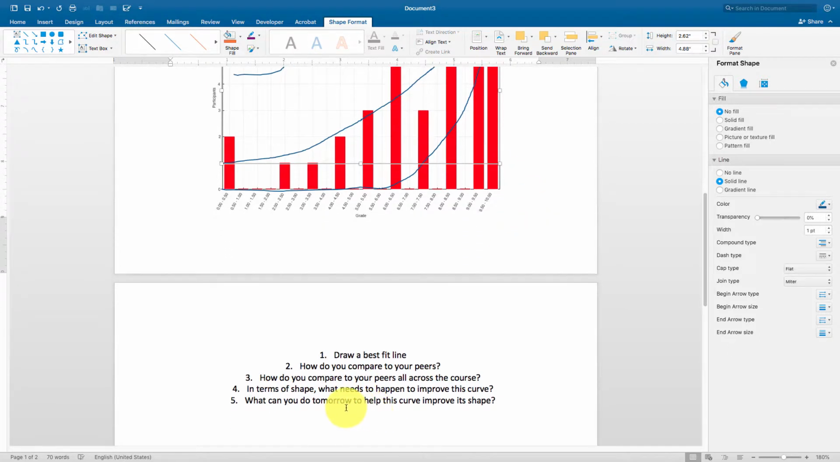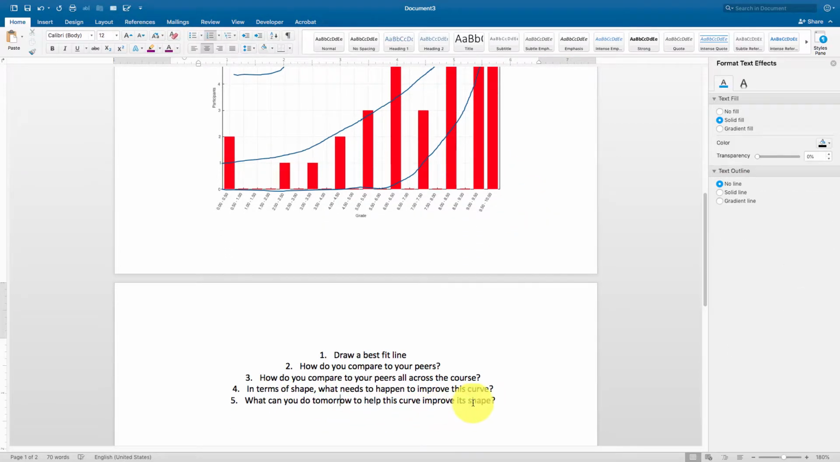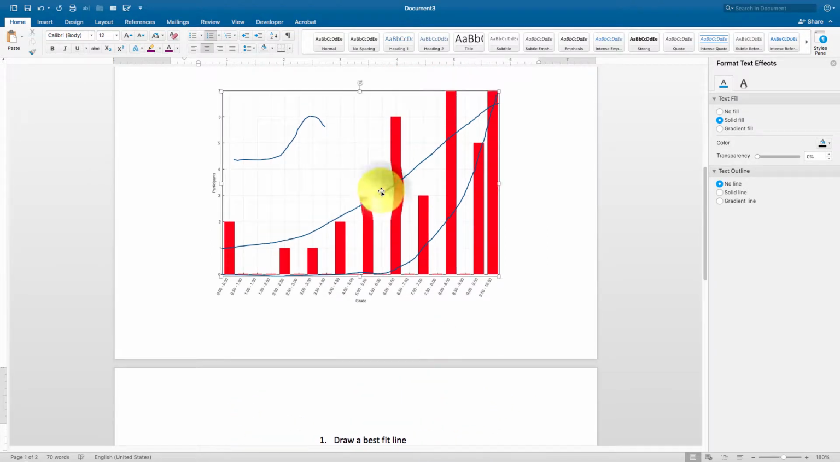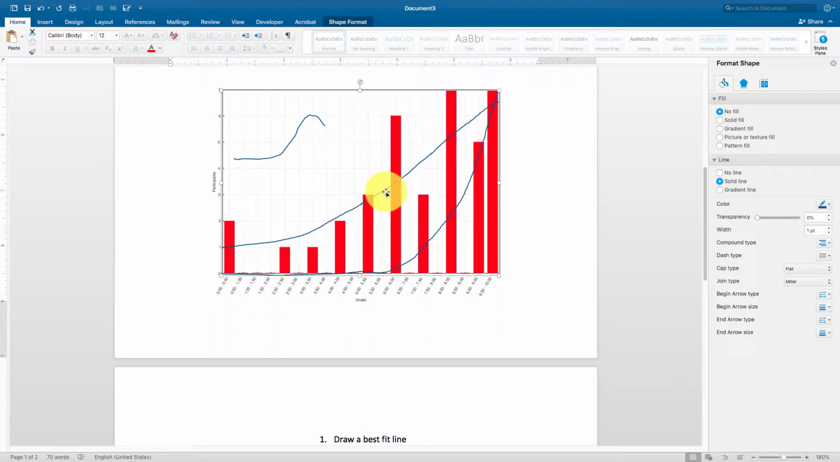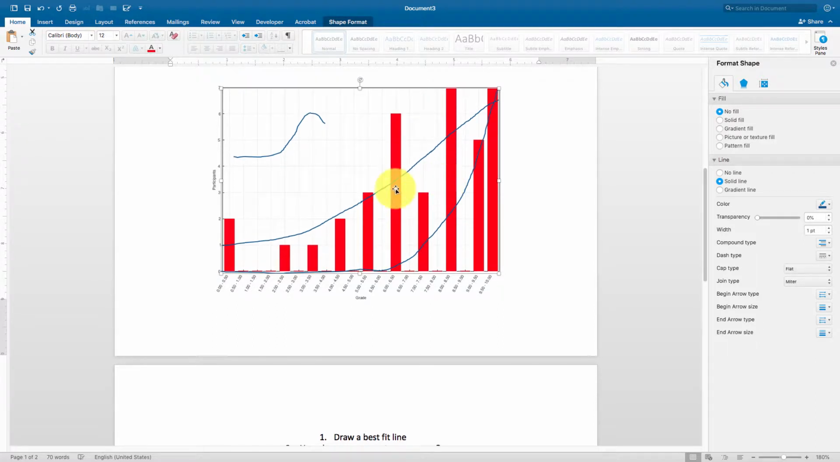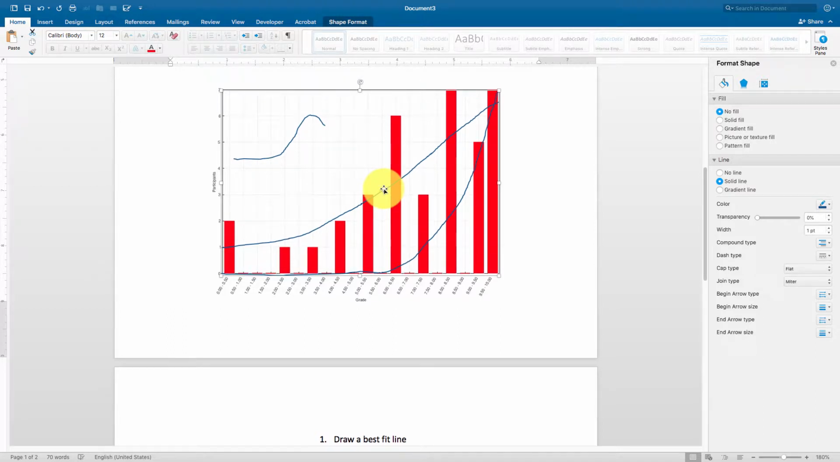Then we ask the question, what can you do tomorrow to help this curve improve its shape? So things like, I'm going to help students who are struggling. That's going to help bring this up. I personally am going to ensure that I'm engaged in the course. That would lead me to believe that somebody down here is writing that goal.